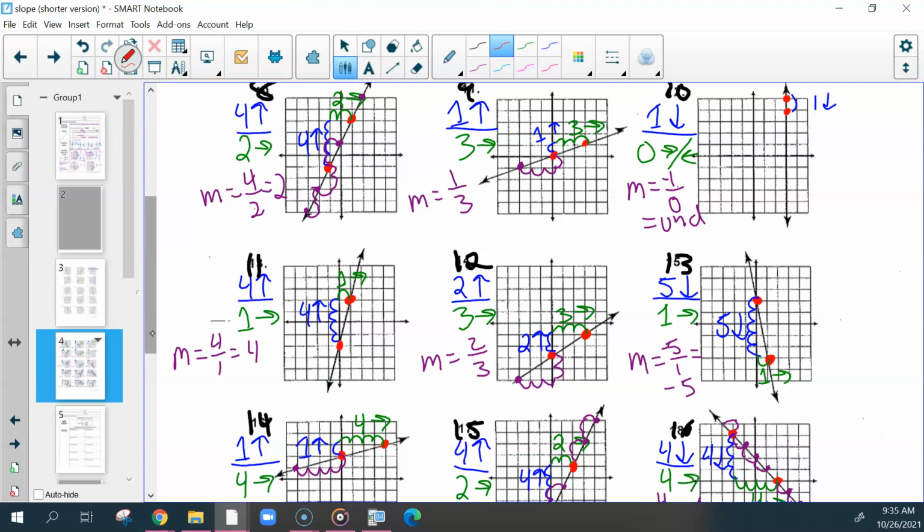So finding slope from a graph is not difficult. We just have to look for the points and then count. Remember, it's always go up or down first and then left or right.